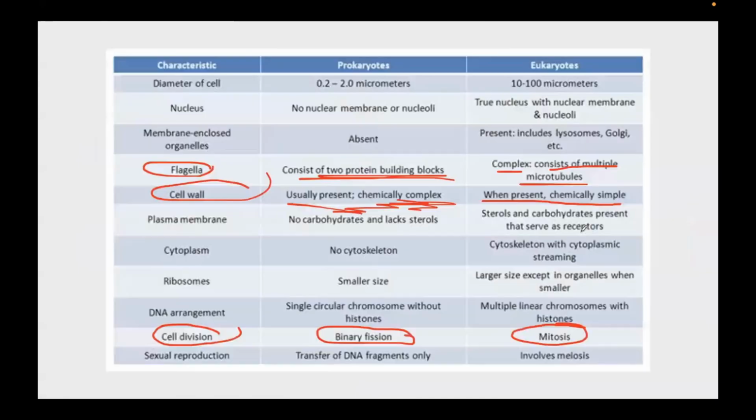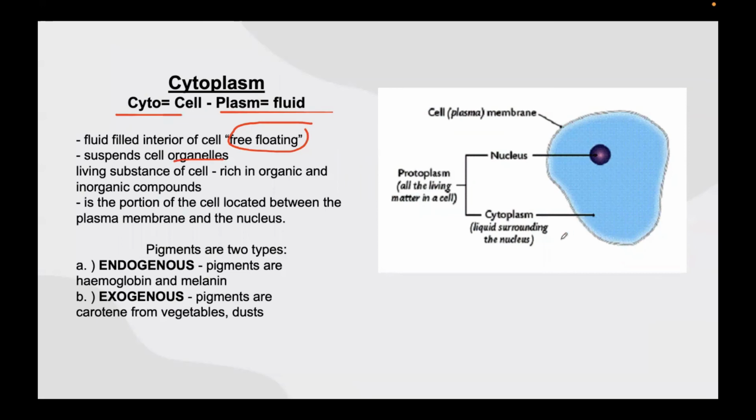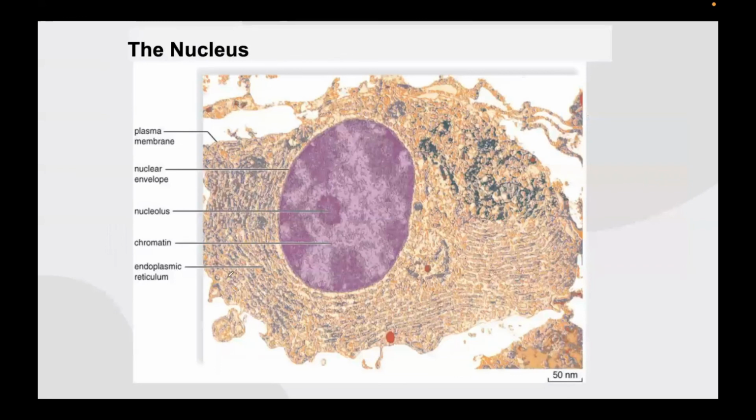Organelles, baby organs. Next, the living substance of the cell. It is rich in organic and inorganic compounds. It is the portion of the cell located between the plasma membrane and the nucleus. And then meron tayong two types of pigments, your endogenous and your exogenous. And then this is your nucleus.